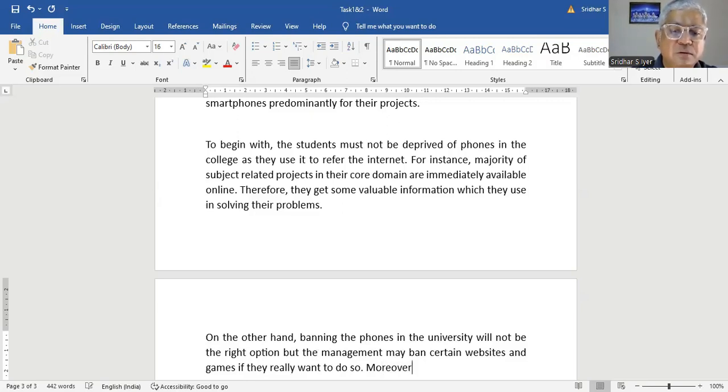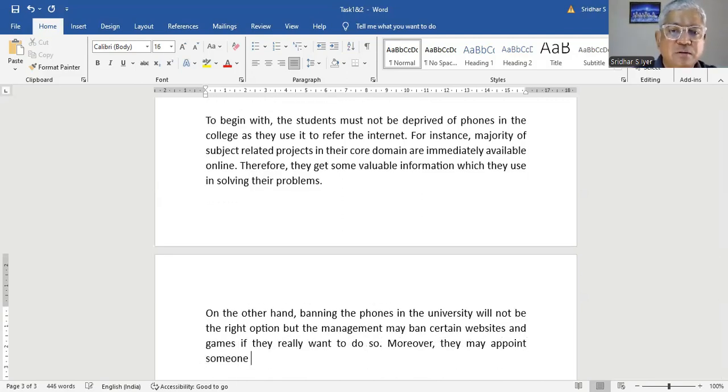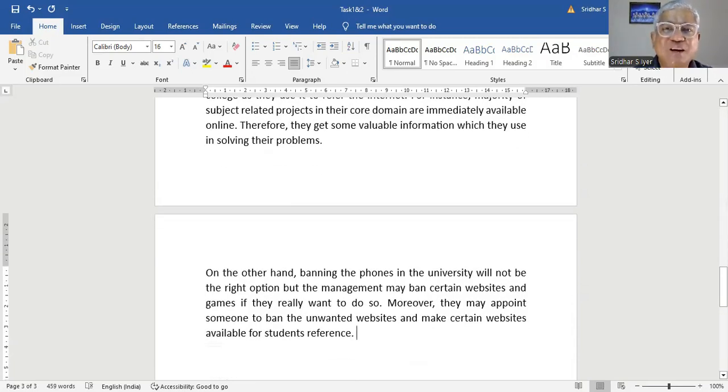Moreover, they may appoint someone to ban the unwanted websites and make certain websites available for students' reference.